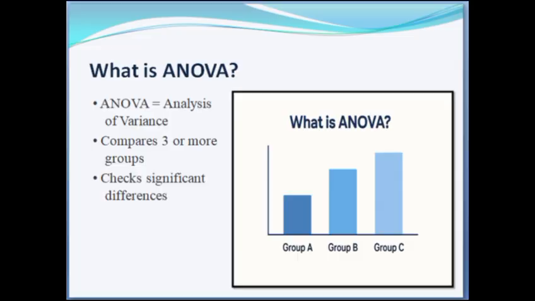What is ANOVA? ANOVA means analysis of variance. It is a parametric test used to compare 3 or more group means. It helps to check whether differences between groups are statistically significant or not. For example, if we are comparing student performance across 3 teaching methods, we use ANOVA.